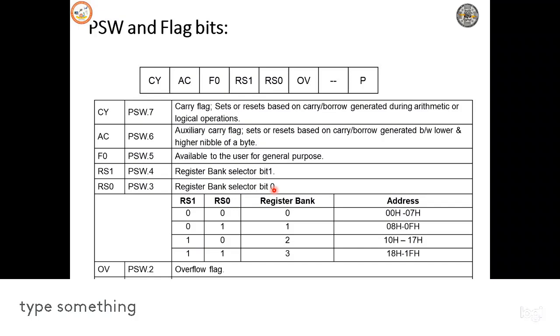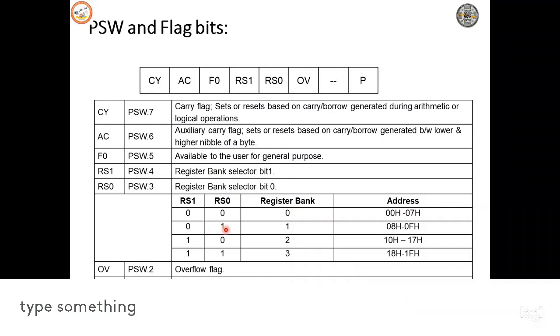As we all know, we have 4 register banks: bank 0, bank 1, bank 2 and bank 3. By default, all operations go on bank 0. So if you want to change from bank 0 to another bank, we need to use the selectors. That is the register bank selector. If it is 0 and 0, then we call it register bank 0. So generally 00 means working under register bank 0.